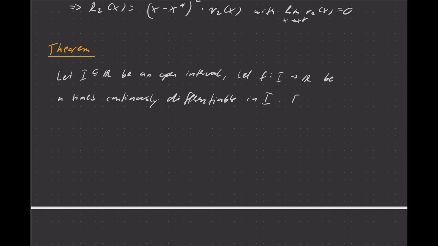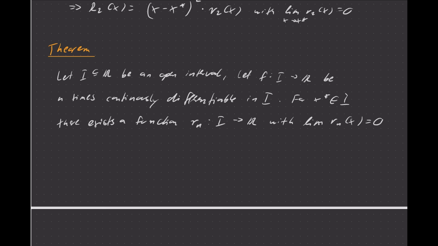So the function is n times continuously differentiable in I. And then we can say for each possible x star in I, there exists a function, and we call that Rn, defined on I with real values, with the limit of Rn of x being 0 as x tends to x star.